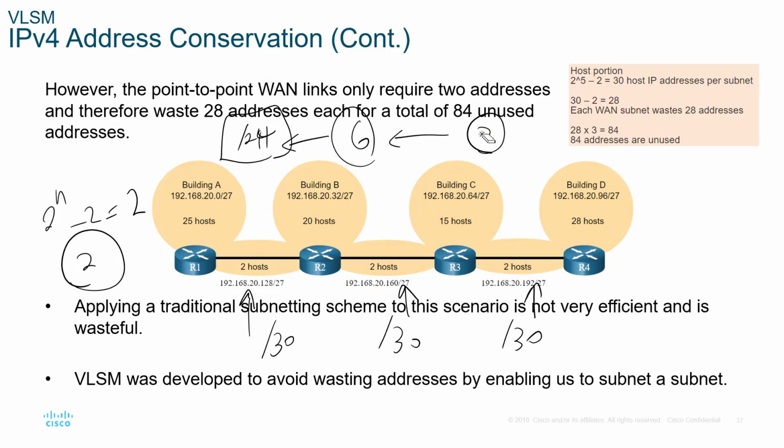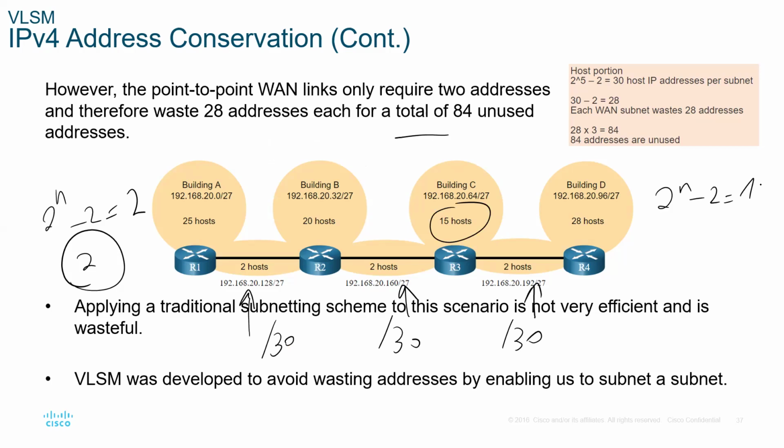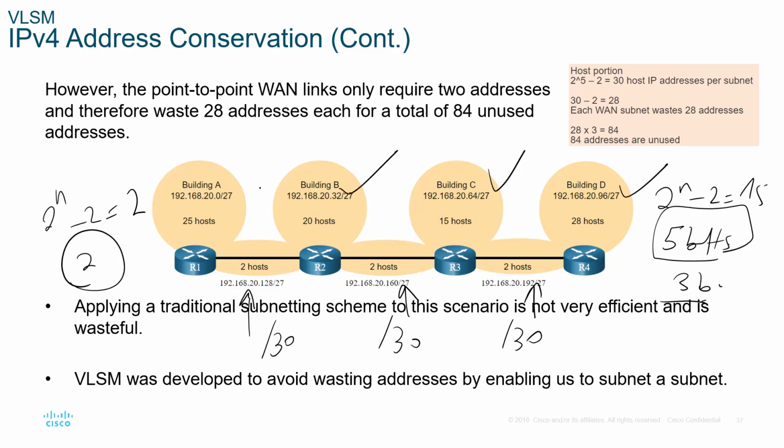Lastly, if you look at 15 hosts, 2 to the power of n minus 2 equals 15, so 17, 2 to the power of n, that's probably 5, 32. It means we need 5 bits for the host and 3 bits left for the network. 24 plus 3 bits is slash 27. So for this one, a slash 27 is proper. For this one, it's proper. For this one, it's proper. For this one, it's proper as well. But for these ones, slash 27 is not proper. So that's where variable length subnetting comes in.